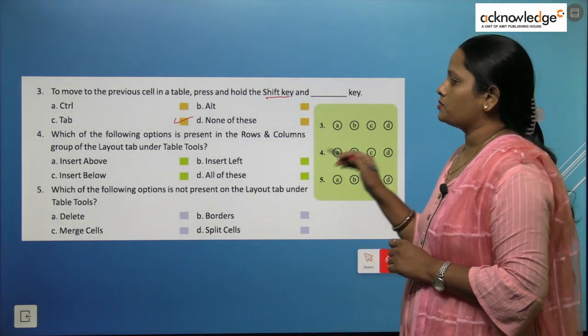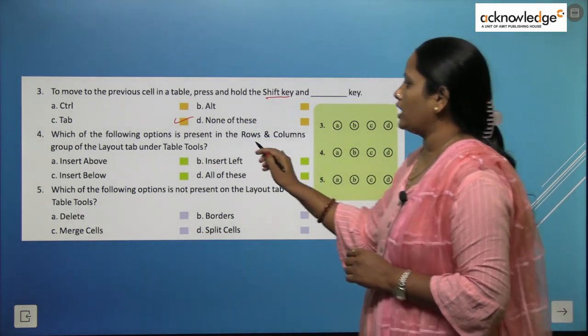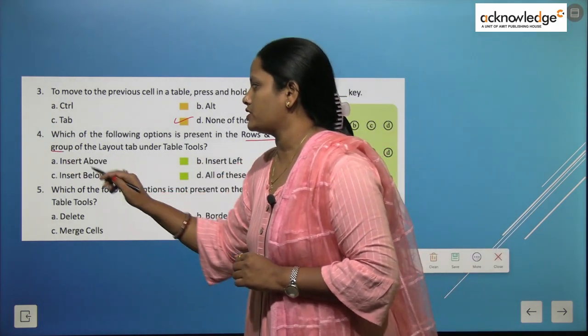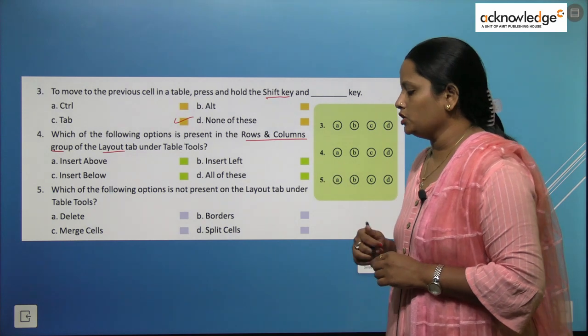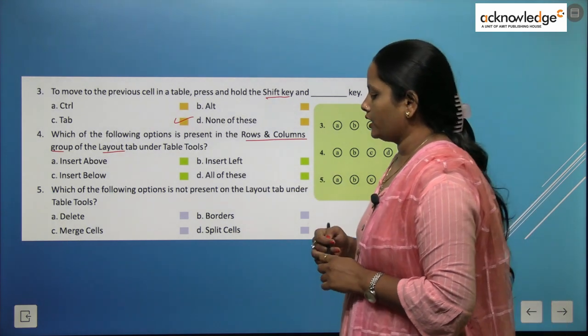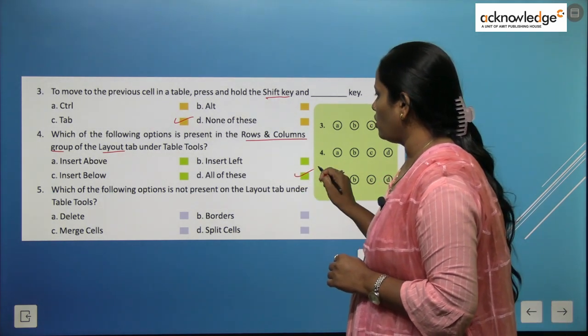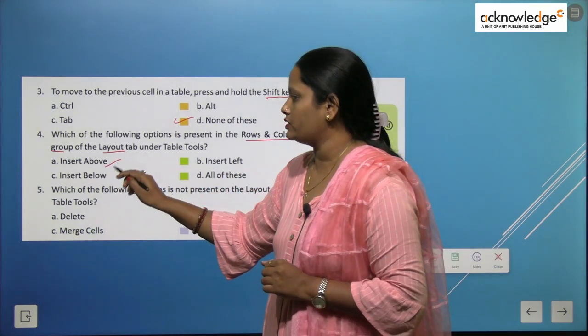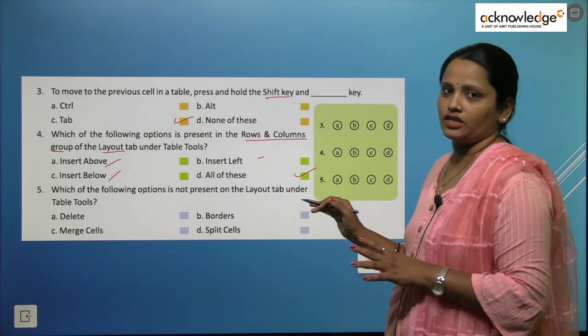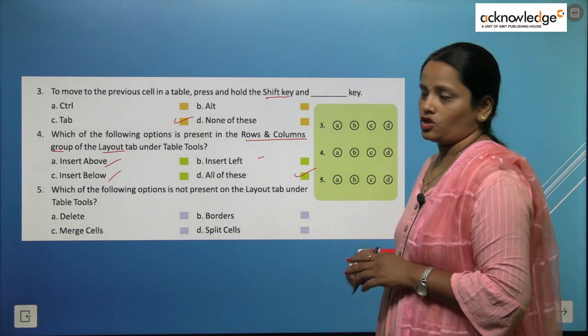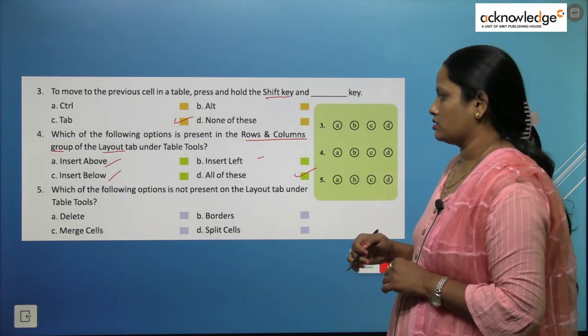Which of the following options is present in the Rows and Columns group? Which option is present in this? In the Layout tab under Table Tools. So the correct answer is all of these options are here. Insert Above is also there, Below, Left, all of these options are there, and Right is also there. So all of these options is the correct answer.